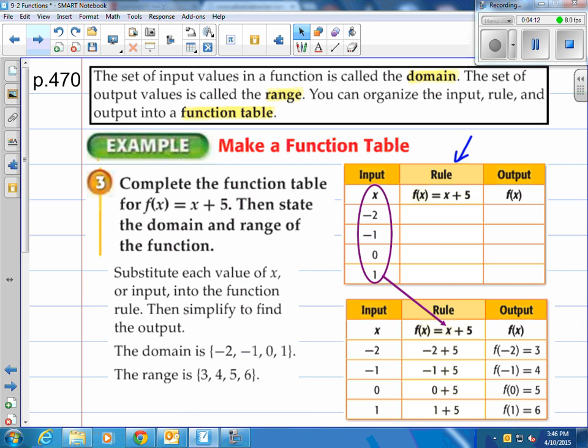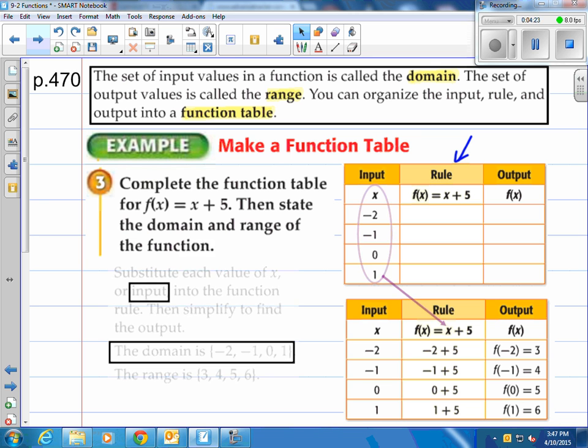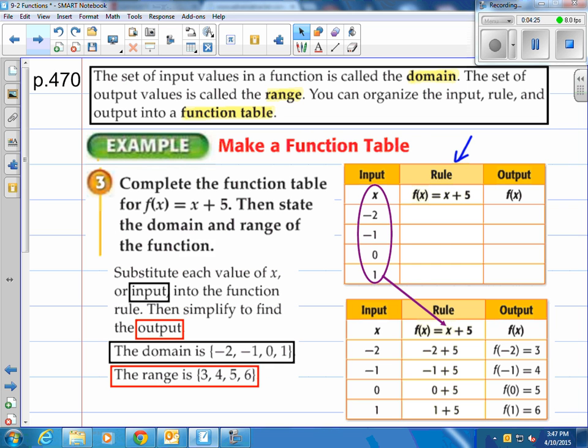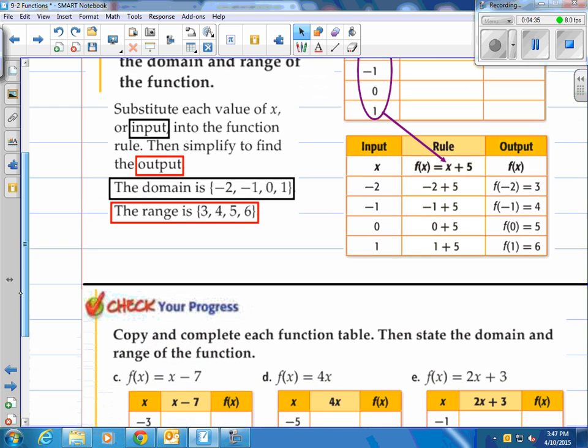Now take a look. I'll even highlight it for you. So your input is going to be your x values. You can see that's negative 2, negative 1, 0, 1. Those are the x values you're putting in. And then what you get out are your range values, which are your output values. We call those 3, 4, 5, and 6. So it's just stating them. Use braces there to actually do that.